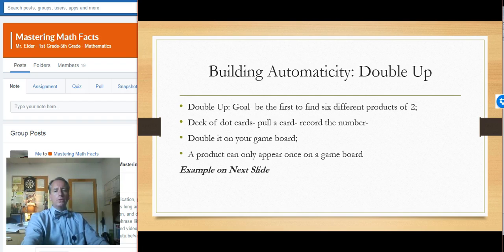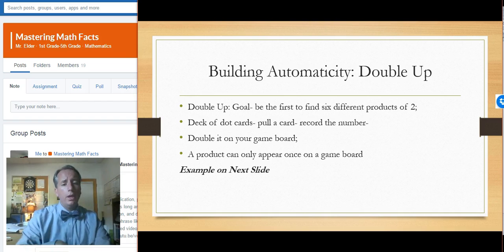The goal is to be the first to find 6 different products of 2. So you're going to have some dot cards. You're going to pull out the card, jot down the number that associates with that dot card. Remembering that dot cards are powerfully important because they help kids remember that the value is what we're saying when we say 6. It's not this digit 6. That's very abstract, but there's something out there that looks like 6.